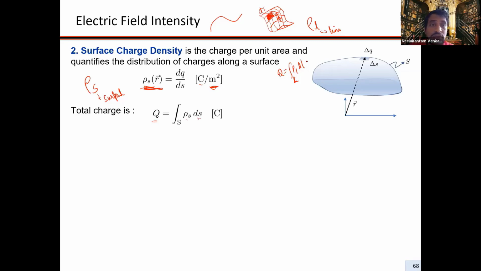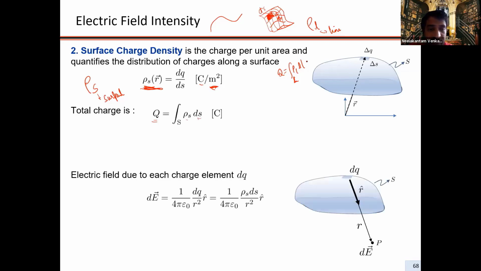Now you're doing the exact same thing: if I were to have this small little dq here in this area, this dq is going to be rho s dS based on this. dq is rho s dS, just like earlier, how I had dq equal to rho L dl. It's exactly the same thing.